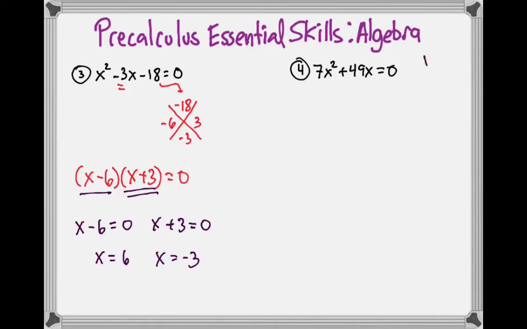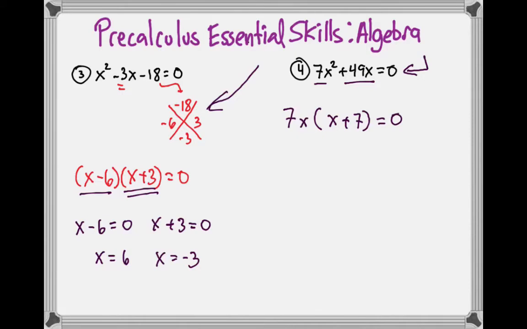This one, which students seem to have problems with, we're still looking to factor, but not using the previous method. We're just looking to factor out a common term and then set it equal to 0 so we can solve. We're looking for what's in common with both of those terms. We know a 7 is in common, so we can bring a 7 out, and an x is in common, so we can bring an x out. What's going to be left is x plus 7 equals 0.